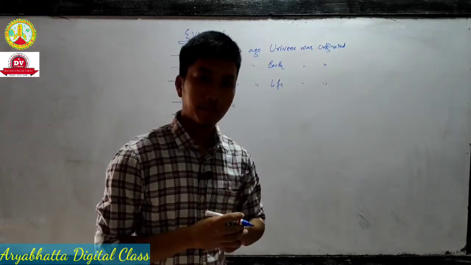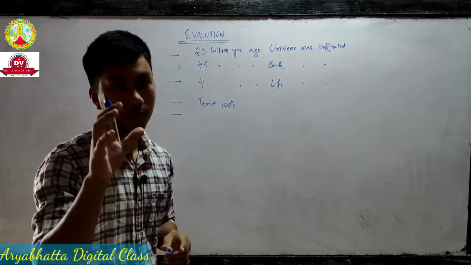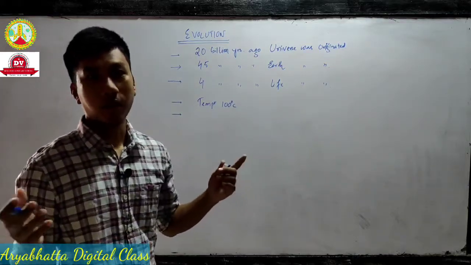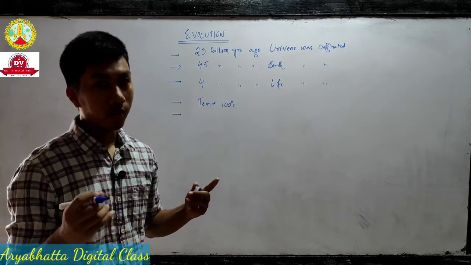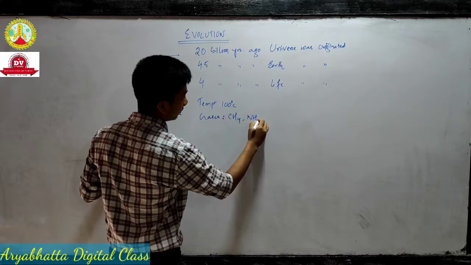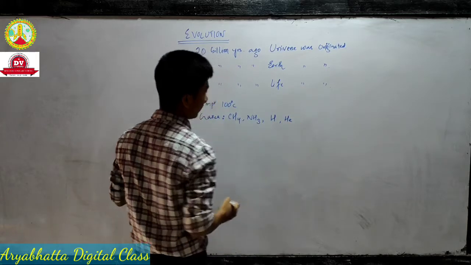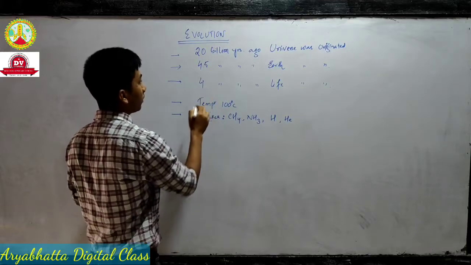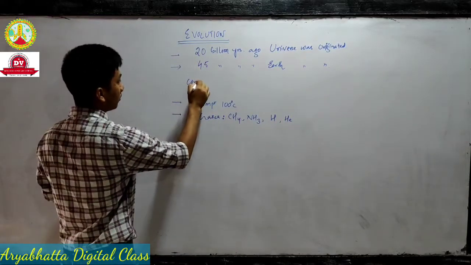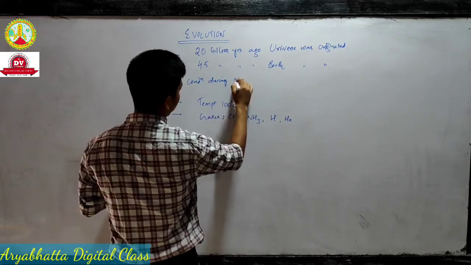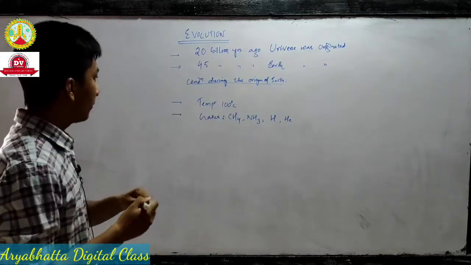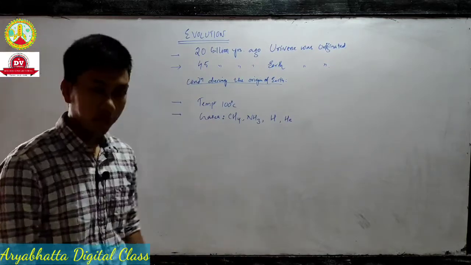And there were gases at that time. We are talking about the condition during the origin of Earth. During the origin of Earth, the environmental condition had very high temperature, about 100 degrees Celsius. Then there were gases like methane, ammonia, hydrogen, helium. This was the condition during the origin of Earth.